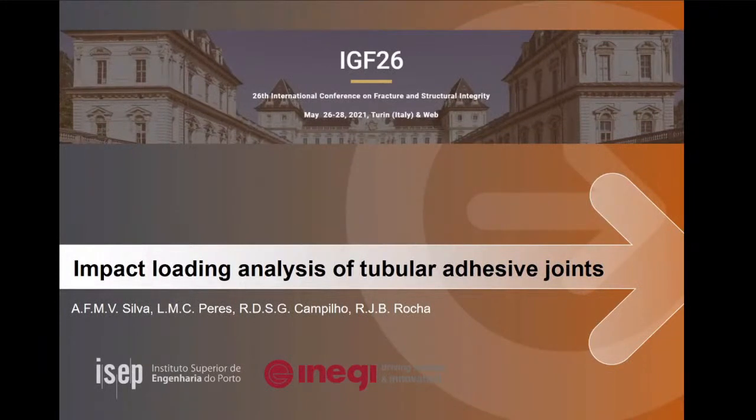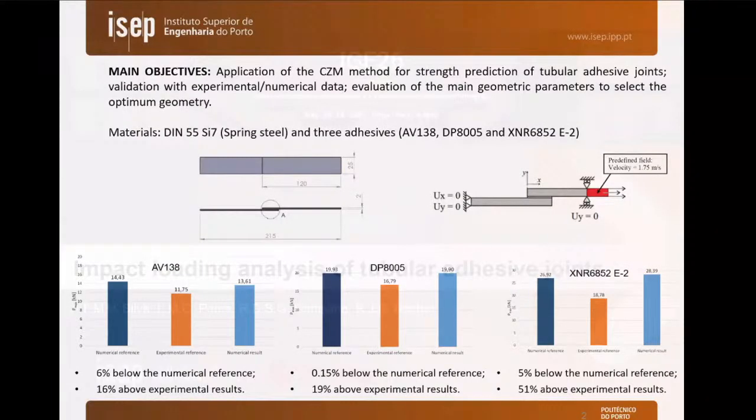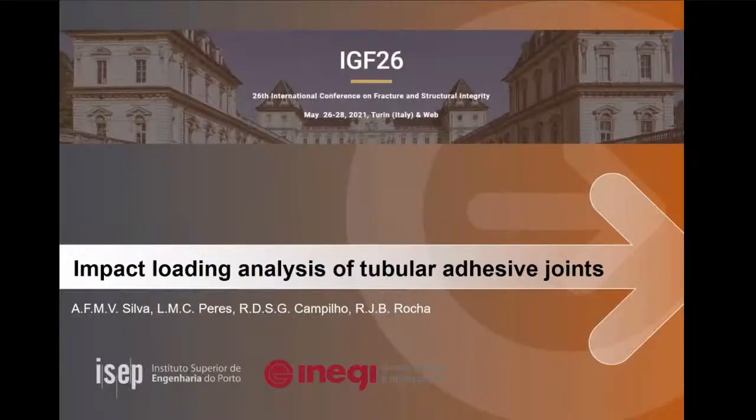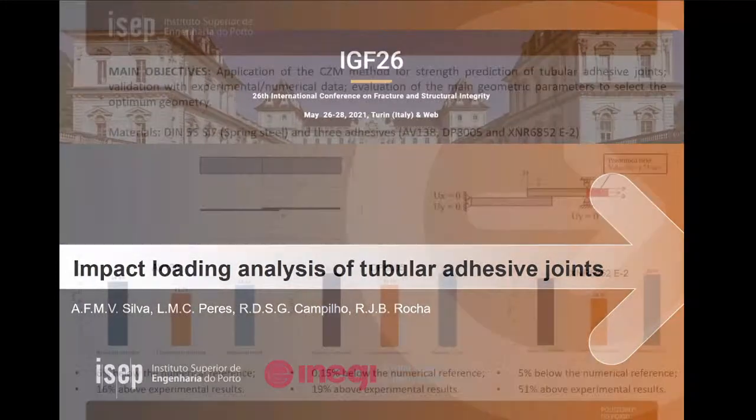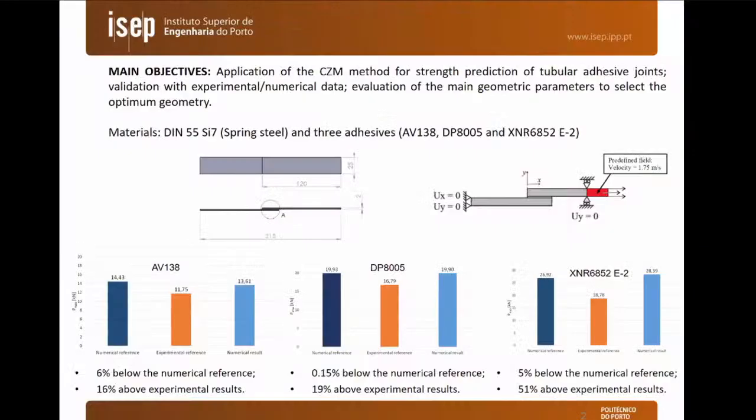I am Ricardo, a researcher at INEGI, and this is my presentation: impact loading analysis of tubular adhesive joints. The main objectives here are the application of the CZM method for strength prediction of tubular adhesive joints under impact loading, validation of experimental and numerical data, and the evaluation of the main parameters to select the optimum geometry. Since many of the principles that rule lap joints are also applicable to tubular joints, we used data from the literature to validate our model.